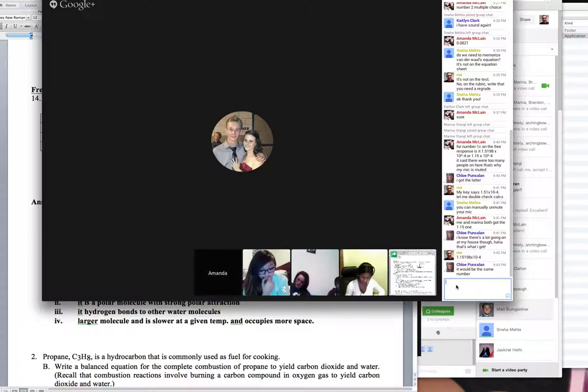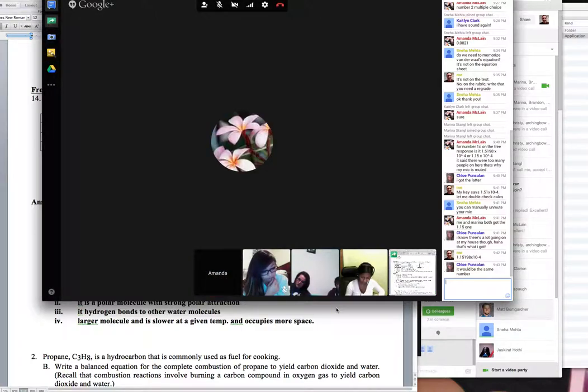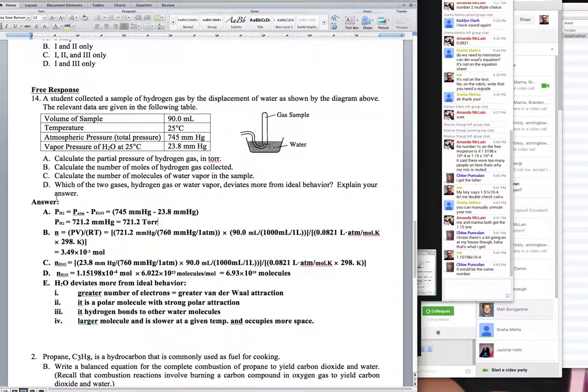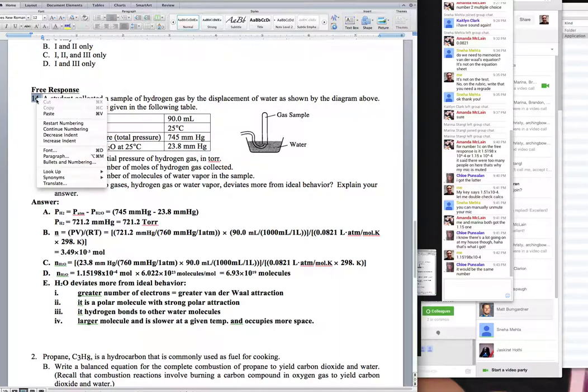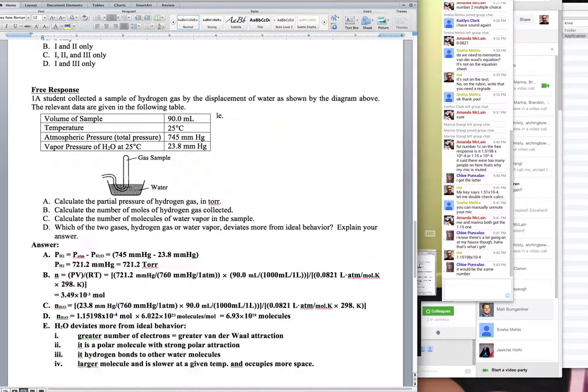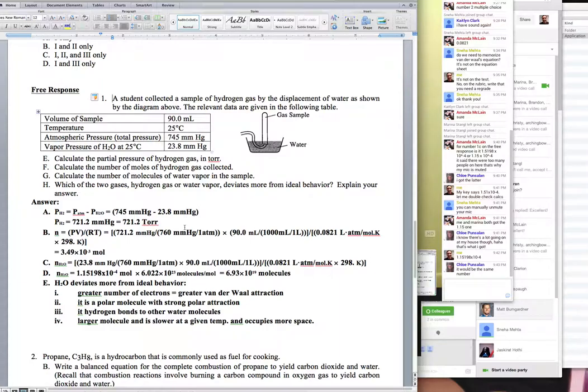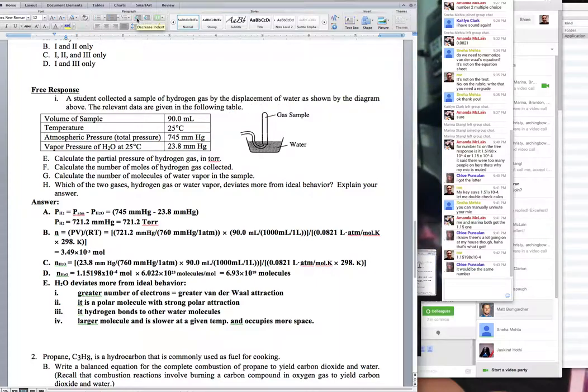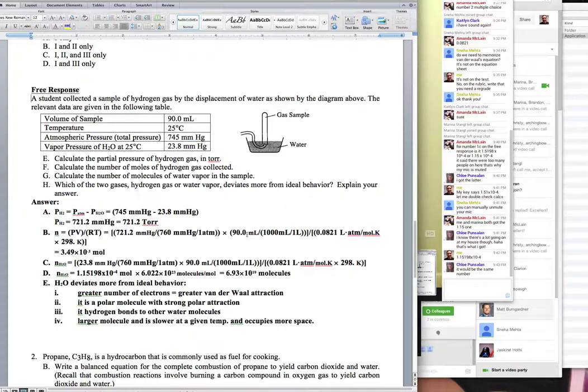Good. Okay. Other questions? I like that you guys are spending a lot of time on this number 1 in the free response, even though for some reason my key says 14. For E, do we have to have all those reasons, or is just one reason okay? Just giving one reason would be fine. I don't think it's going to matter a ton. For 1E.